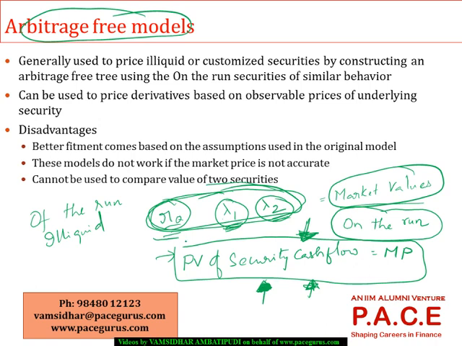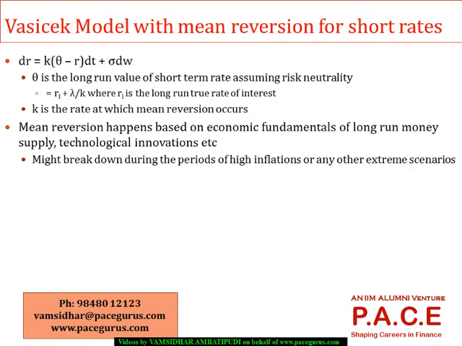And whenever I am deriving these variables, they are under the assumption that they are aptly priced itself. So comparison of the two models, or comparison of two securities, is always a difficult thing when we are going ahead with the arbitrage free kind of modeling approach. In those cases, we have to get into equilibrium kind of models. And one such equilibrium model that we are going to discuss is the Vasicek model.